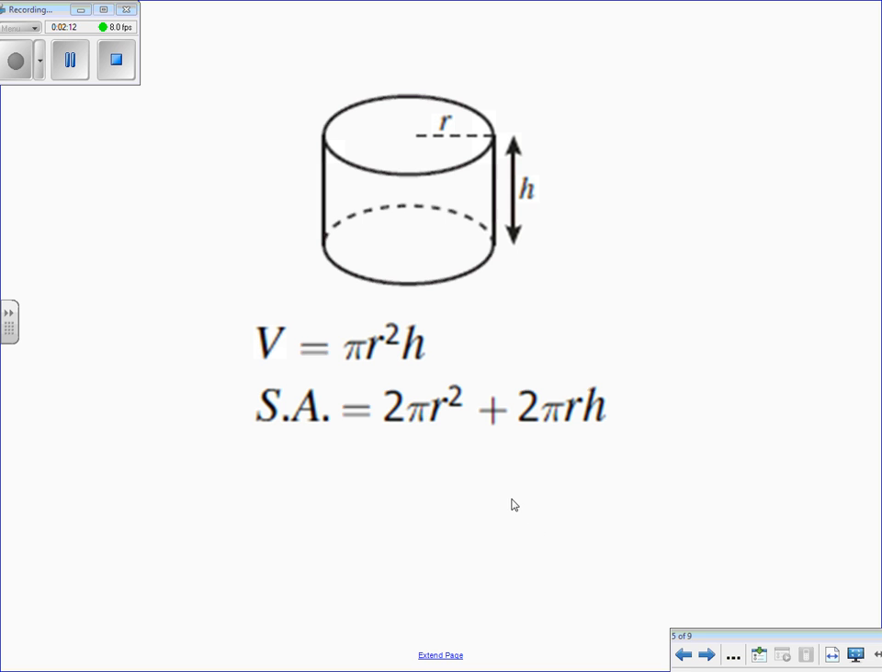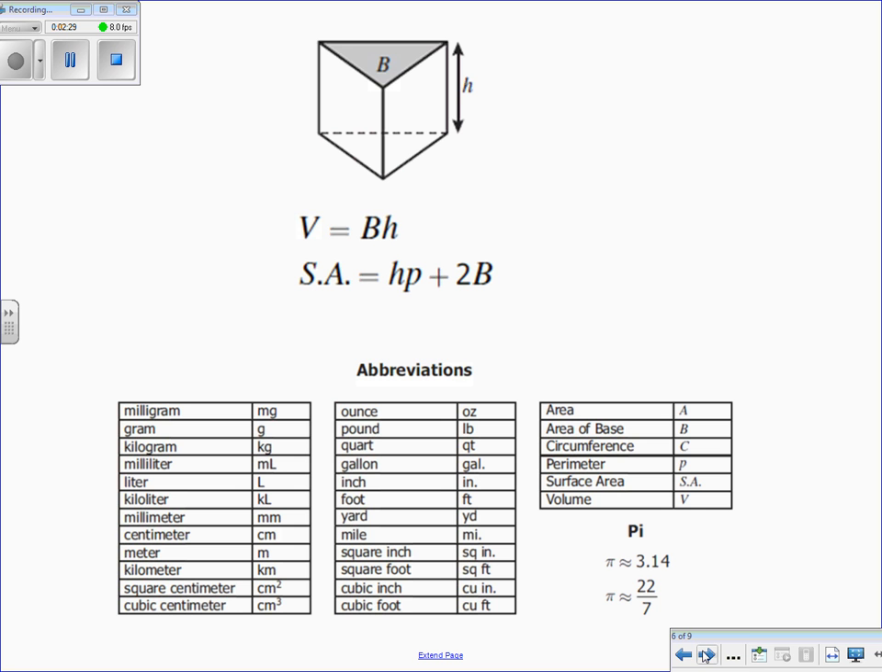Here's our cylinder. 2 pi r squared, remember, is the area of the base. We have 2 of them, so we're going to do 2 times the area of the base plus 2 pi r, and that, remember, is the circumference of the circle times the height. Again, we did that in part of our bell work.